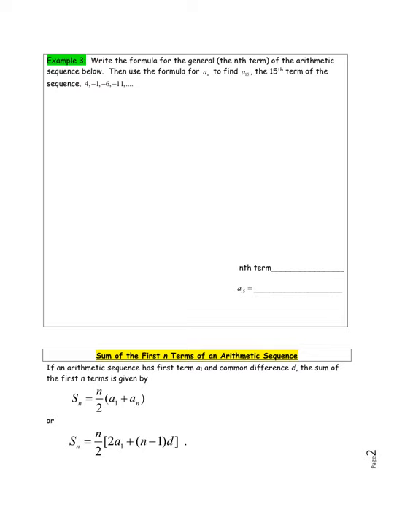Write the formula for the general term, the nth term, of the arithmetic sequence below. So we have 4, negative 1, negative 6, negative 11. So we know a1 here is 4. And to find our d, we're going to say a2 minus a1, which is negative 5. And we can double check. We can say a3 minus a2, which is still negative 5. So we know d is negative 5.